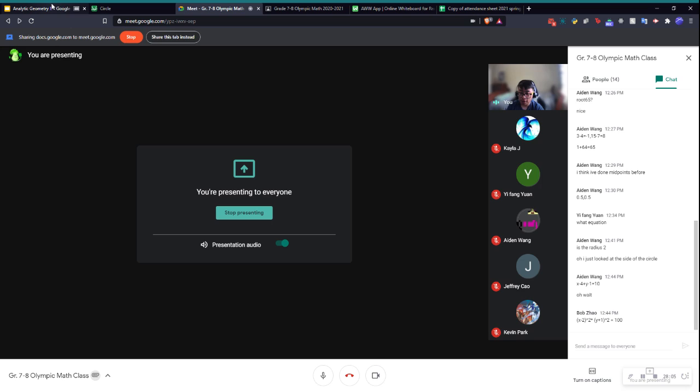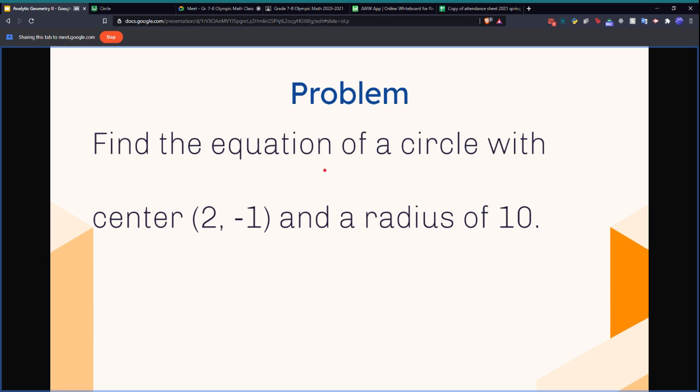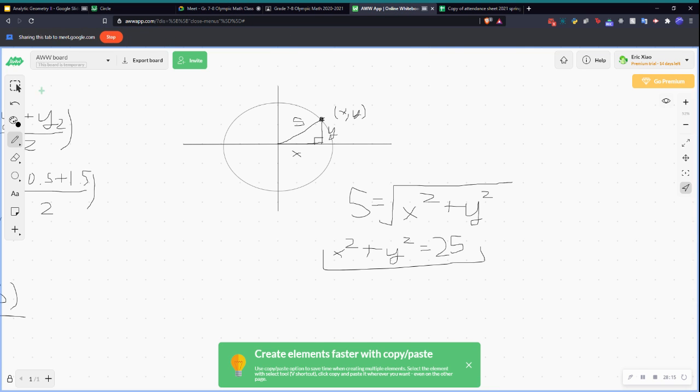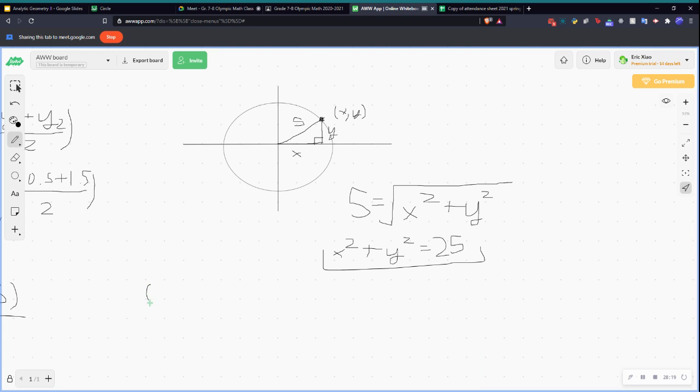I think Bob got it. Let's see. (x - 2)² + (y + 1)² = 100. Yep, that's correct. Let's just do it really quickly on the whiteboard. So we have center (2, -1) and a radius of 10.